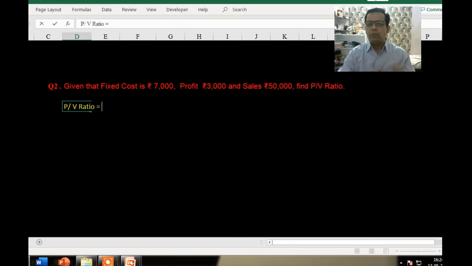is equal to, if you remember the slide where we had learned the formula for PV ratio, there were multiple of them. It started with contribution by sales into 100, and the very next one was fixed cost plus profit by sales into 100, because we understand that fixed cost plus profit is equal to contribution. That's the formula we are going to use here. It says fixed cost plus profit by sales. Okay, this is then to be multiplied by 100.